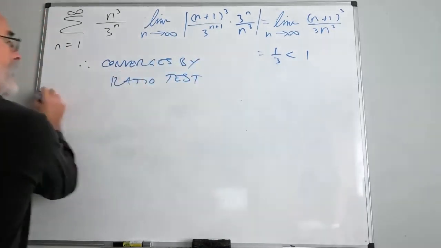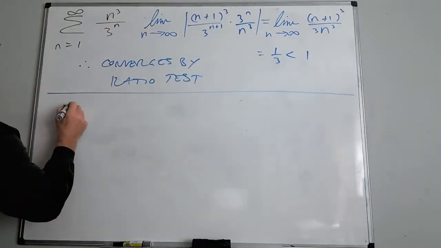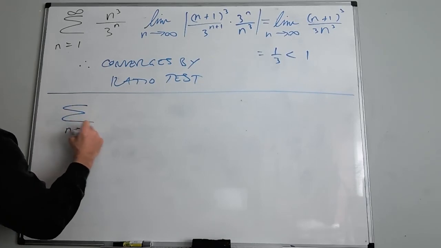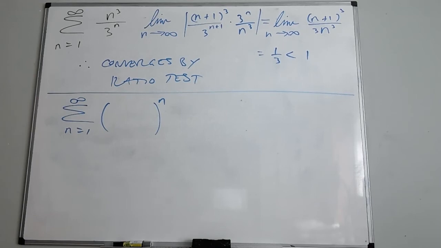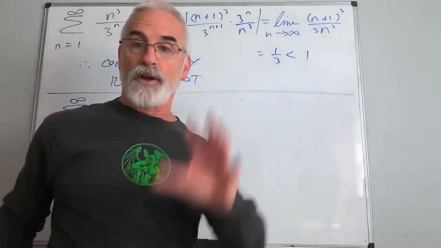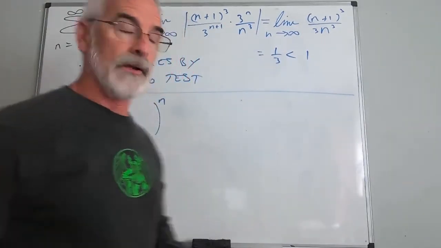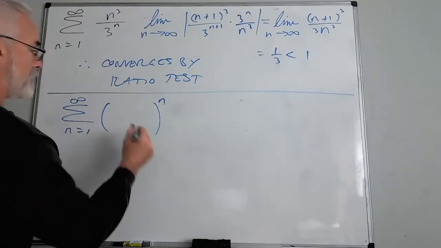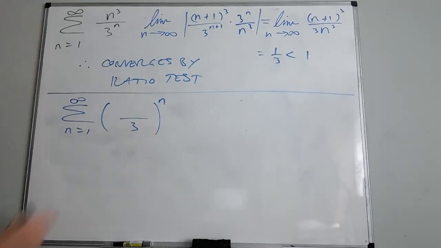Now, I want to do the exact same problem, but now I want to use the root test. That means I need to rewrite the problem. How? I need to rewrite it so that it looks like this. Remember, to use the root test, it has to be a quantity raised to the nth power. There's no exception to that. Quantity to the nth power. Okay, I'll handle the denominator. Okay, good. You guys cool with that?